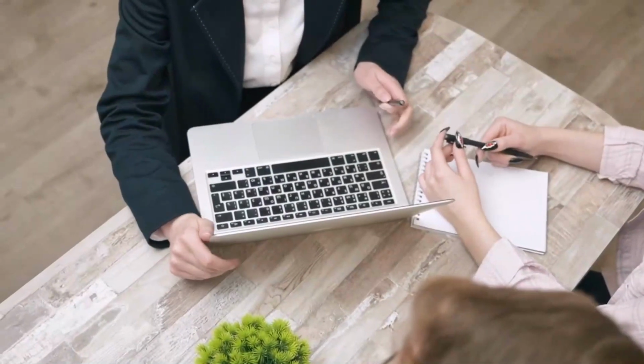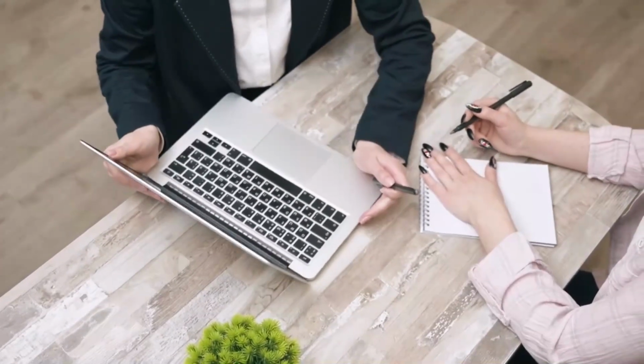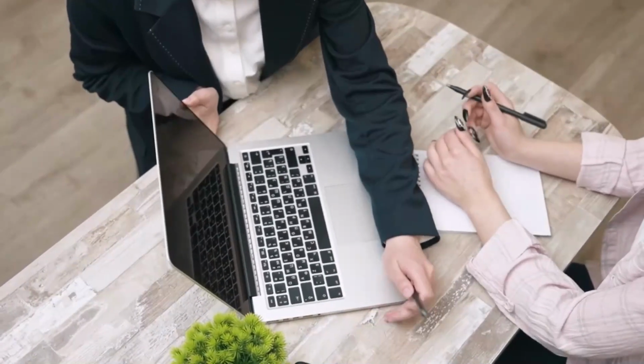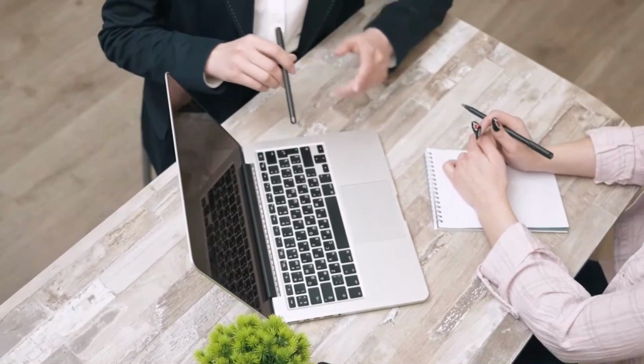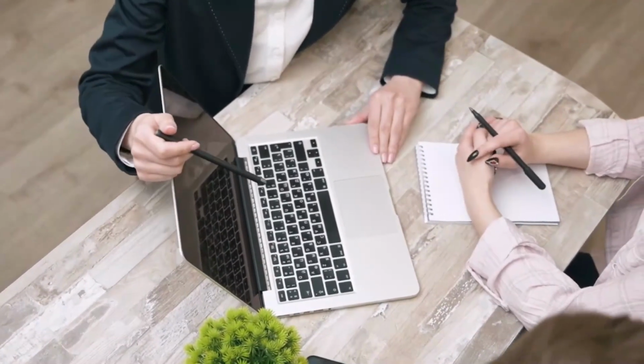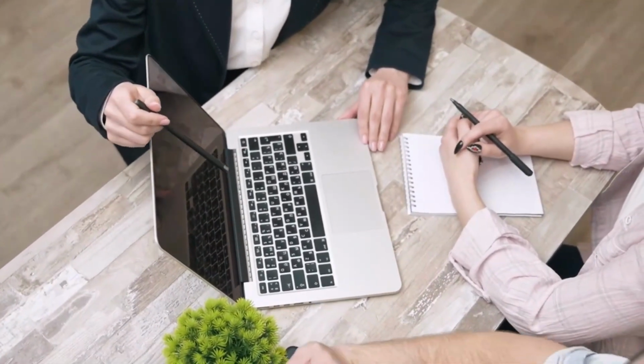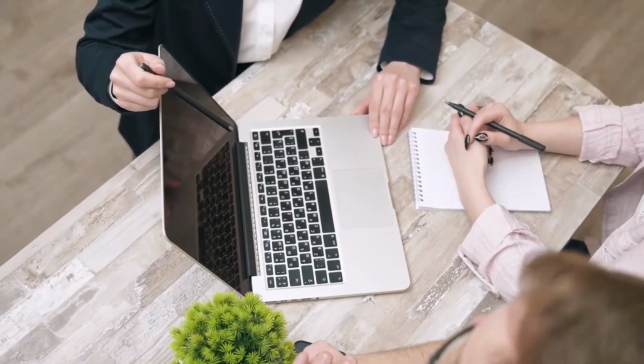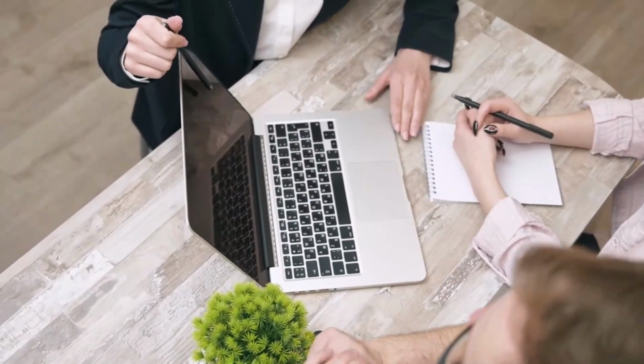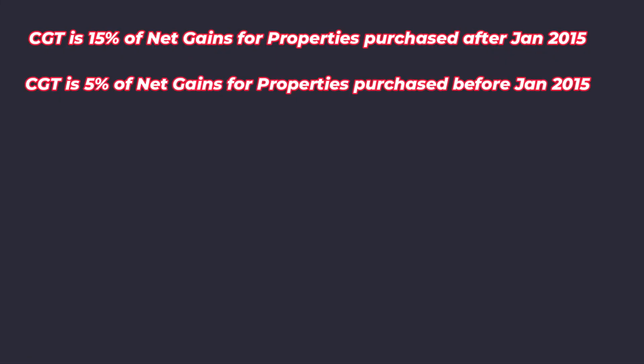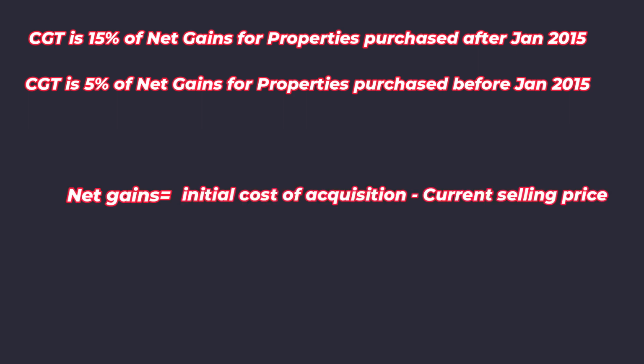So for the taxes, we have the land rates, which are paid to the county government of that locality. Then you also have the land rent, which is paid for all leasehold properties, paid to the national government. Then you also have the capital gains tax, also known as the CGT. It is usually 15% of the net gains of the property.